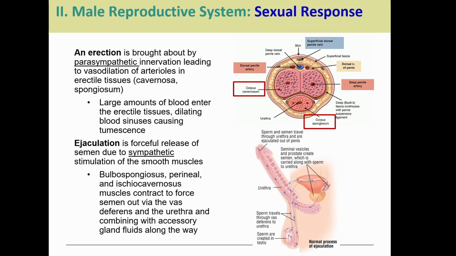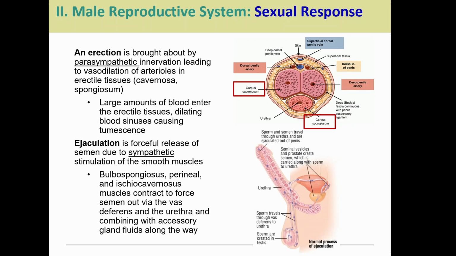This is going to be brought about by the parasympathetic nervous system. So basically the parasympathetic nervous system is going to cause vasodilation in the arterioles in the erectile tissues, namely the cavernosa and the spongiosum. So it's going to be these guys here. So this here in this kind of lightish pink, and this here in this orangey pink, are going to basically be flooded with blood, right? And so all this blood is getting into this spongy tissue, which is going to dilate these blood sinuses, causing what's called tumescence, which means swelling, right? So this swelling of these tissues, because they are engorged with blood, is what leads to the erection.